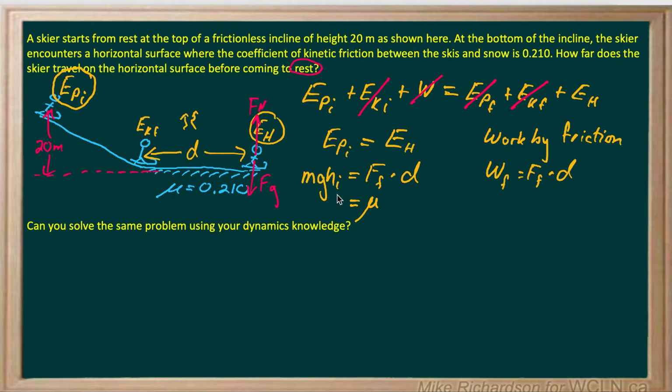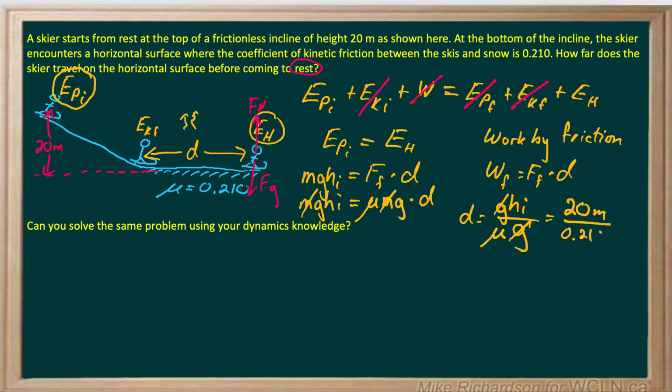So I can say my force of friction is equal to mu, instead of the normal, I can say mu mg. And once again, when I put all this together, my masses cancel, and I can go ahead and solve for d. So d is going to be equal to g times my initial height, all divided by my coefficient of friction, times g again. Notice the g's cancel, and I end up with 20 meters, my initial height, divided by my coefficient of friction, which they say is 0.210. And when I do that, I end up with 95 meters before that skier comes to rest.